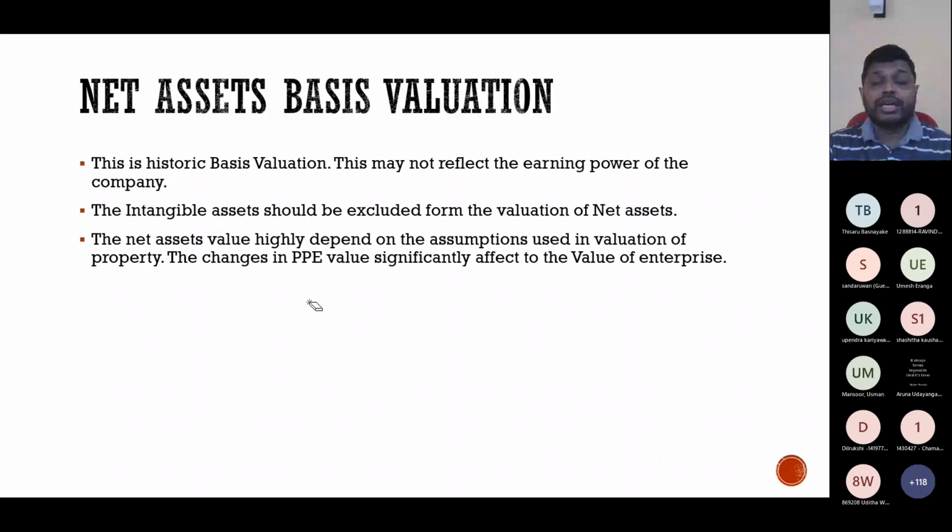If the asset is impaired or there are some indications that the asset is impaired, the net asset value will fall below the book value of the net assets. There is significant judgment involved, and you have to do an independent valuation and see the value of net assets. Based on that, you can do the valuation.